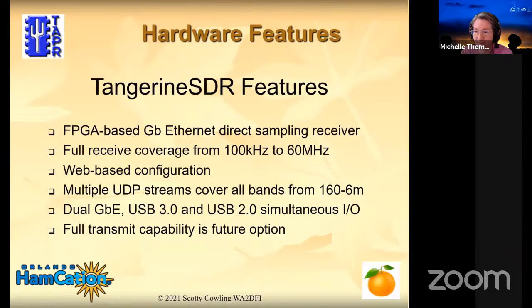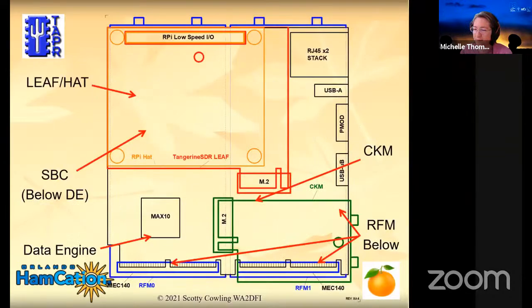And we additionally have a USB 3 port and a USB 2 port for expansion for things like RTL DVB dongles, or an additional high-speed data channel using USB 3. And currently, out of the gate, we're going to have receive capability, but transmit capability is a future option. We are planning for that. So you'll end up with a transceiver.